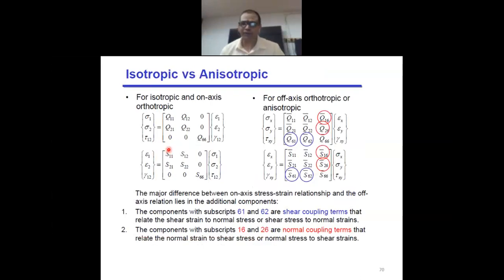And we could find one difference between isotropic, orthotropic and anisotropic material. In case of the Q and S, these Q16, Q26, or Q61 and Q62 are all 0. Similarly in the S matrix also. But as far as the off-axis components Q bar and S bar are concerned, these are all not 0. We call 16 and 26 as normal coupling terms, and 61 and 62 as shear coupling terms. So this is the difference we could find between Q and Q bar, S and S bar.